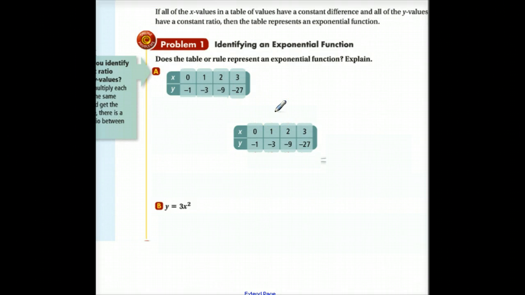One way to tell by looking at a table if this function is exponential or not, you want to look at the x and y values. If the x values in the table have a constant difference and all the y values have a constant ratio, then the table represents an exponential function. Here's what I mean by difference and ratio. If all the x values have a constant difference, this means you can add or subtract a number to get your x values. So in this case, add 1, add 1, add 1. They have a common difference.